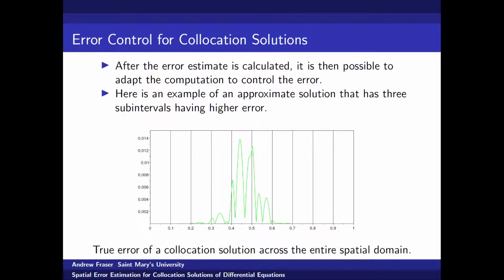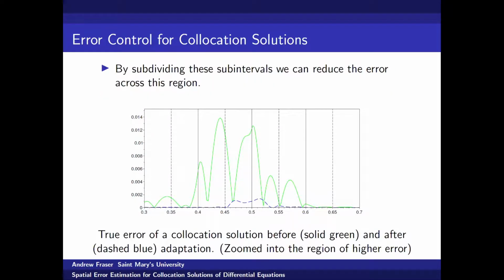So after the error estimate is calculated, as mentioned earlier, we can then talk about error control. So I'll quickly show one way this can look for collocation solutions. So here we have an approximate solution, the error of it plotted, and we see three subintervals having higher error. What we can do is, by subdividing these subintervals, we can reduce the error across this region.